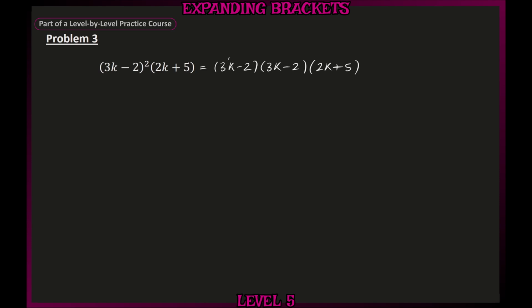So to start, we can multiply 3k and 3k together, and this gives us 9k squared. We can multiply 3k by minus 2, which gives us minus 6k. We can then multiply minus 2 by 3k, which gives us another minus 6k, and minus 2 times minus 2 is plus 4.